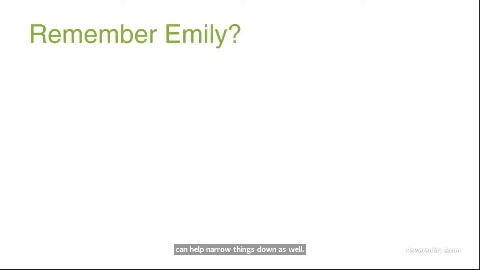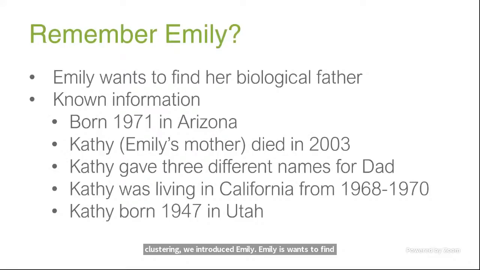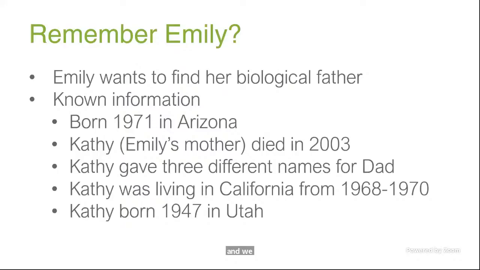So let's see how this works. For those of you who were at the class this morning on clustering, we introduced Emily. Emily wants to find her biological father. So we have a bunch of known information about Emily. She's born 1971 in Arizona. Her mother gave 3 different names for her father. And we know that Emily's mother is probably living in California when she was conceived. So again, we've got this probably California, the 1968 to 70 time period. And we know that Kathy is born around 1947. So just some information about Kathy can give us a sense of maybe what we're looking for in the father as well.